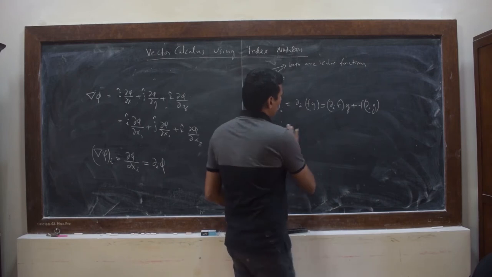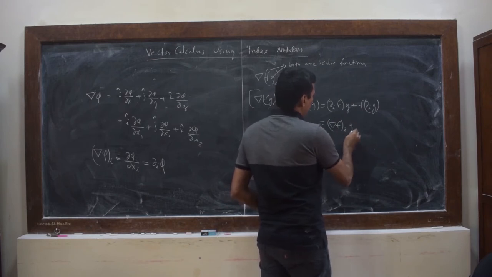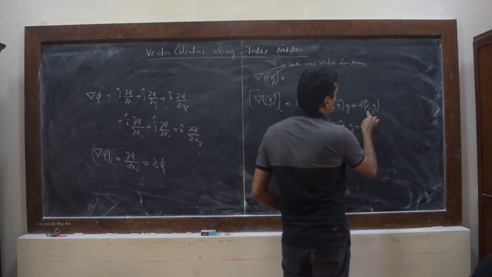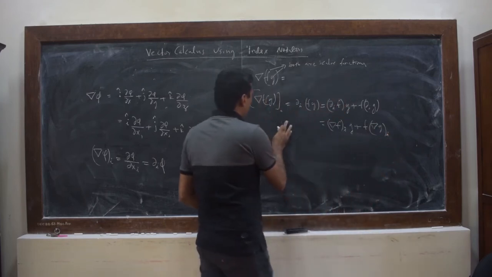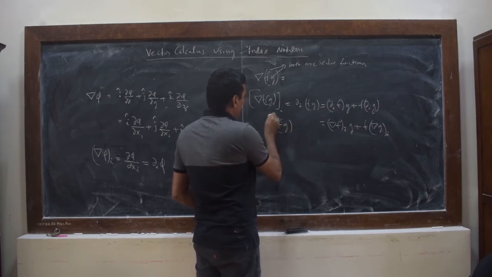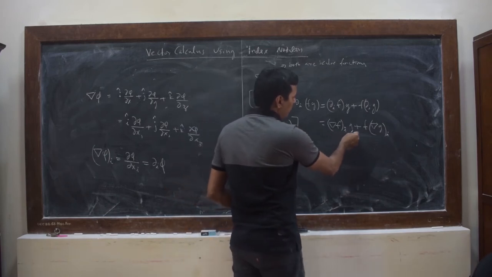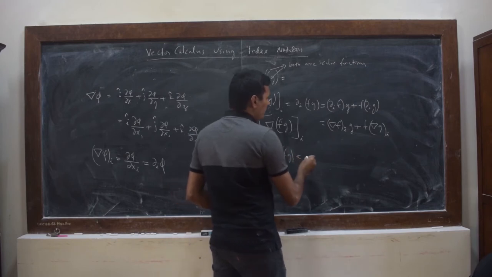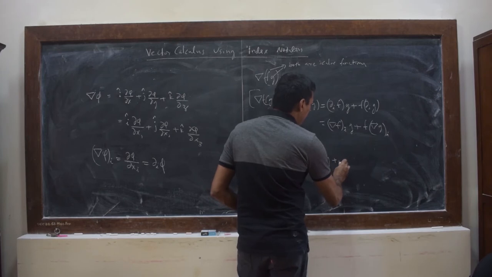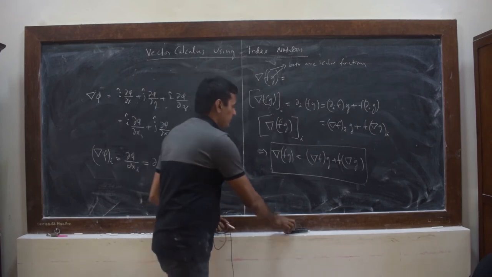Here del i of f actually means the ith component of grad f, into g, plus f into the ith component of grad g. So you can see that what we evaluated here is the ith component of grad of fg, which is equal to del f whose ith component into g plus f into del g whose ith component. This immediately tells you that del of fg is equal to del f into g plus f into del g. This is the result, which is a very trivial result.